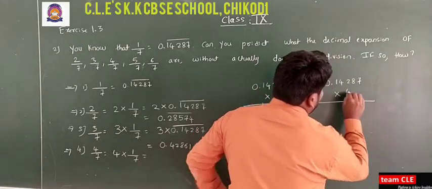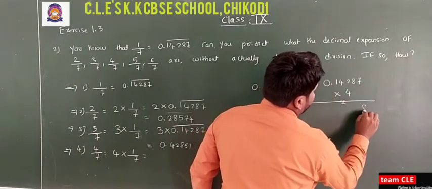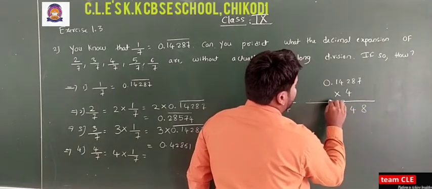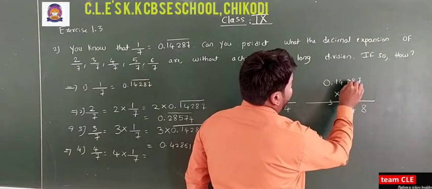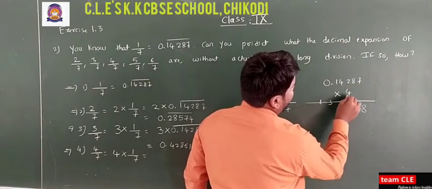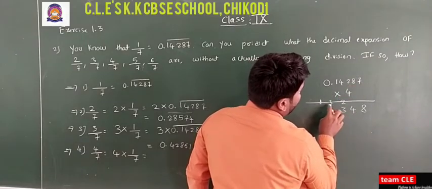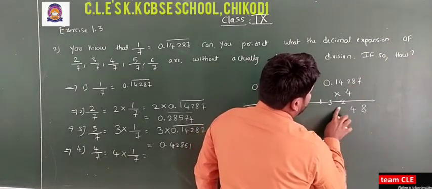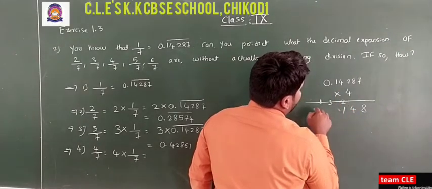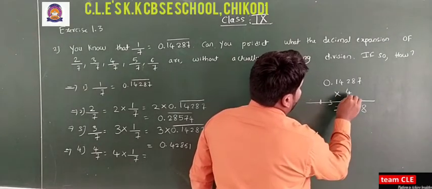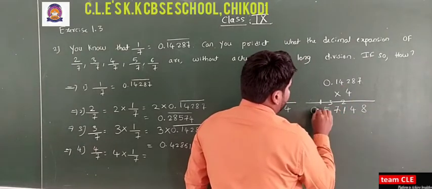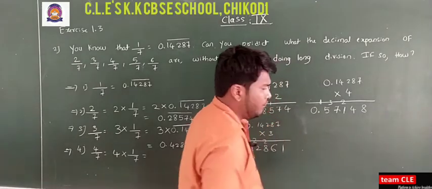So see here: 4 sevens are 28, 4 eights are 32, 32 plus 2 is 34, 3 carry, 4 twos are 8, 8 plus 3 is 11, 4 fours are 16, 16 plus 1 is 17, 4 ones are 4, which makes 57, so this is 0.571428 with the bar.